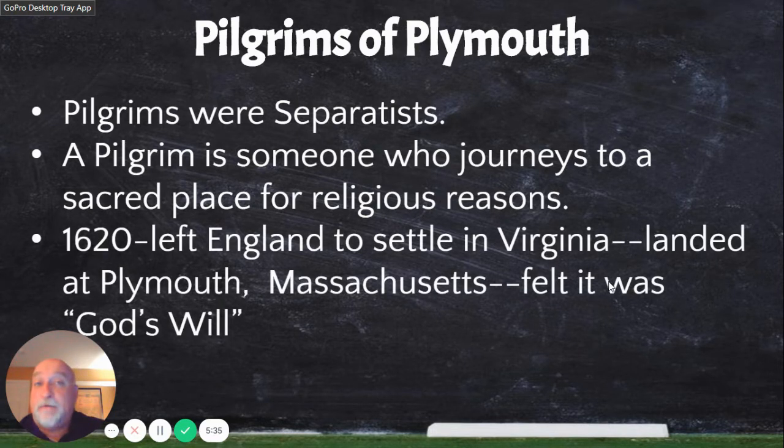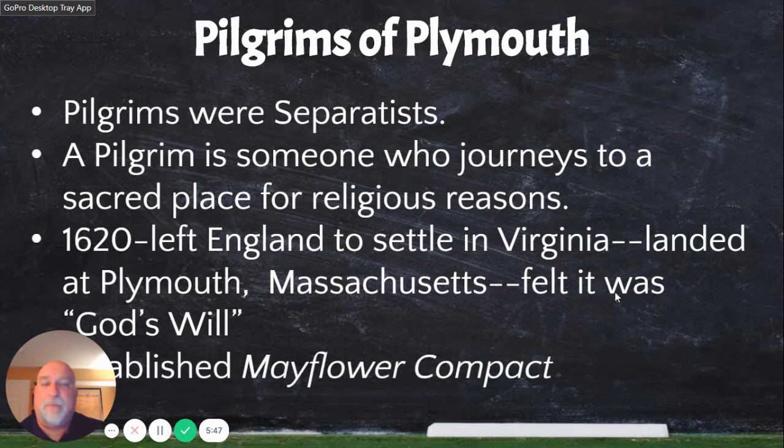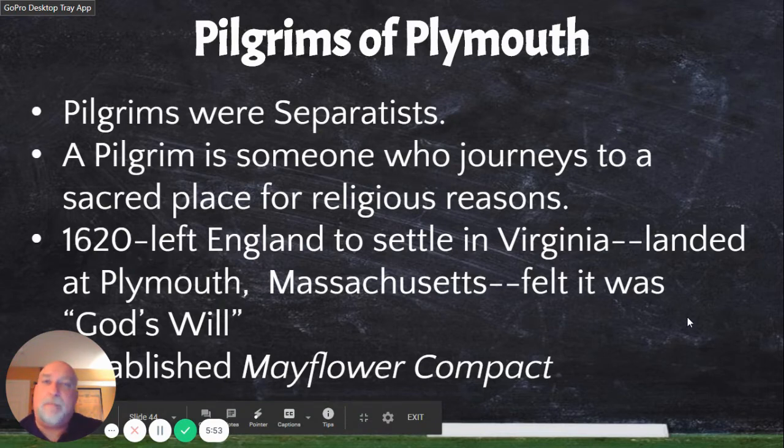They actually got blown off course. They were supposed to wind up in Virginia. They wound up in Massachusetts instead. That's a navigation error of about 450 miles. But they said, you know what? Oh, well, it's God's will. This is what should happen. And before they got off their ship, the Mayflower, they signed what's called the Mayflower Compact or the Mayflower Agreement.